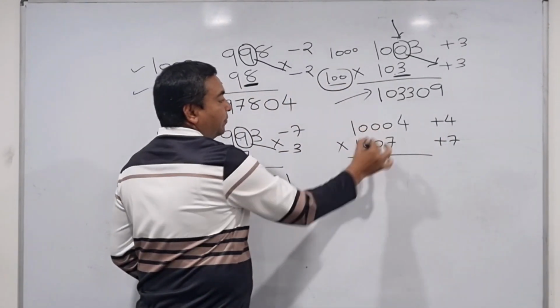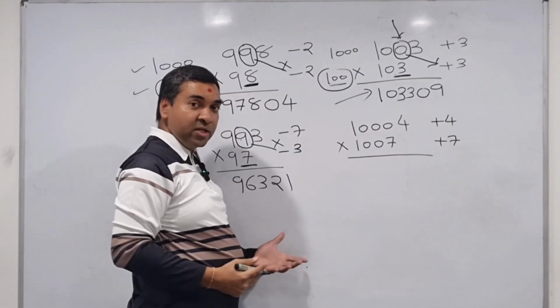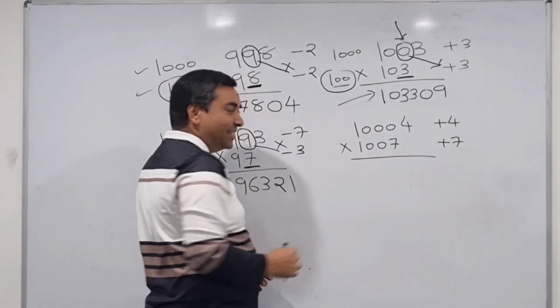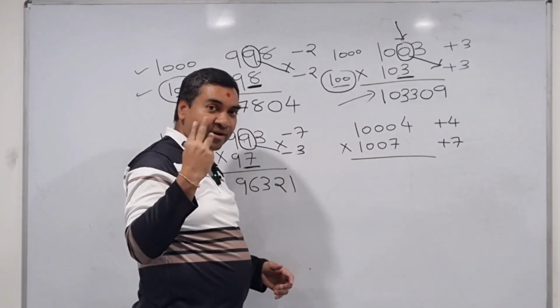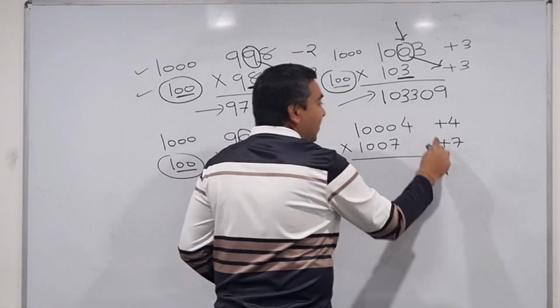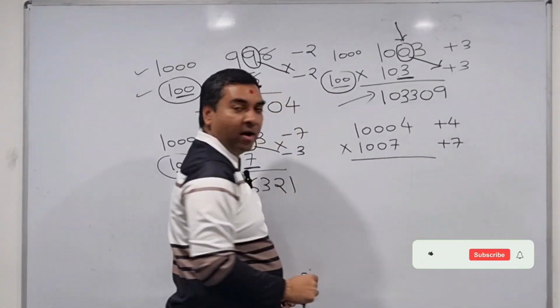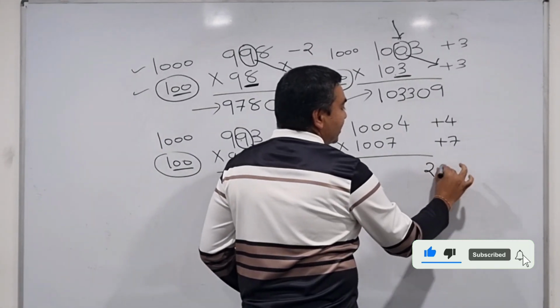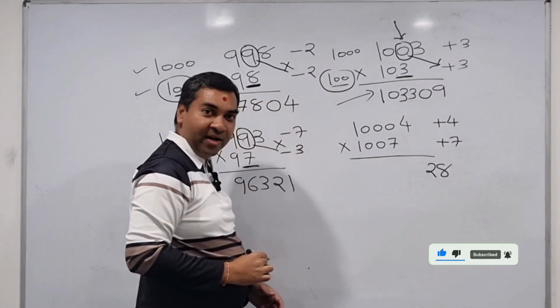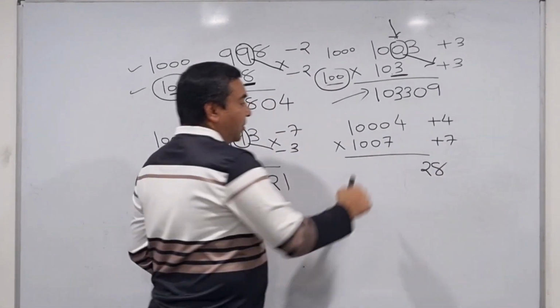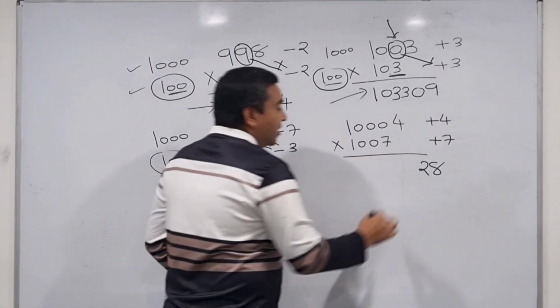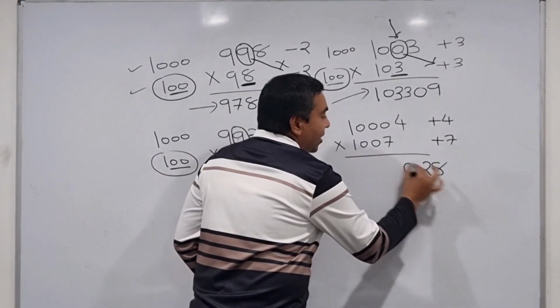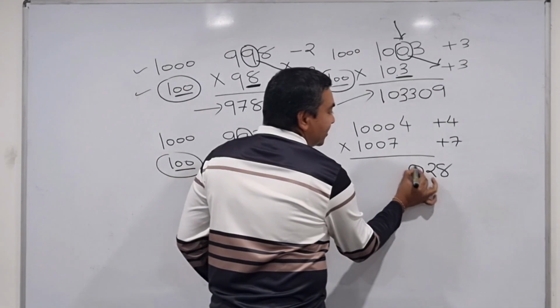Now out of this, which one is my smaller base? 1,000. In 1,000, how many zeros? 3 zeros. So when I multiply, I need a 3-digit number. So let's say 4 sevens are 28. All right, but I need a 3-digit number because 1,000 is the smaller base. So I am going to add an extra 0 here, guys. Is this making good sense?